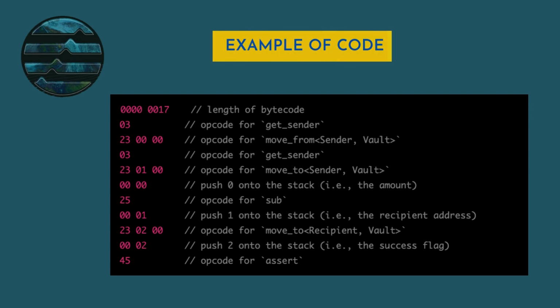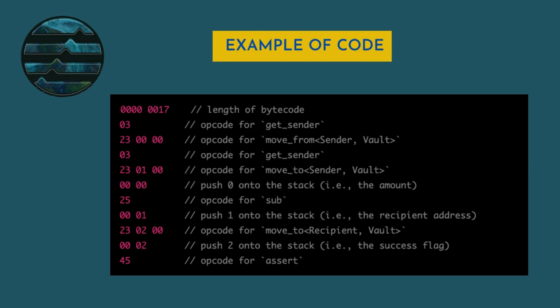The sixth line, 0000, pushes the transfer amount, i.e., 0, onto the operand stack. The seventh line, 25, represents the sub instruction, which subtracts the transfer amount from the sender's balance. The eighth line, 0001, pushes the recipient's address onto the operand stack. The ninth line, 230200, represents the move_to recipient, vault instruction, which moves the updated vault resource to the recipient's account.